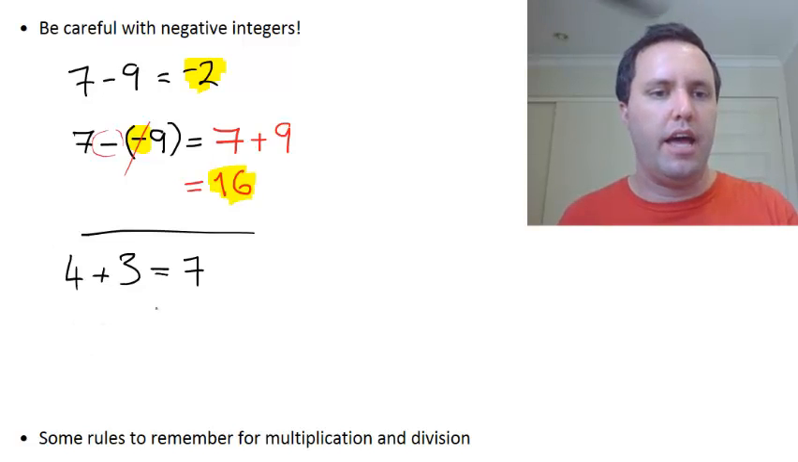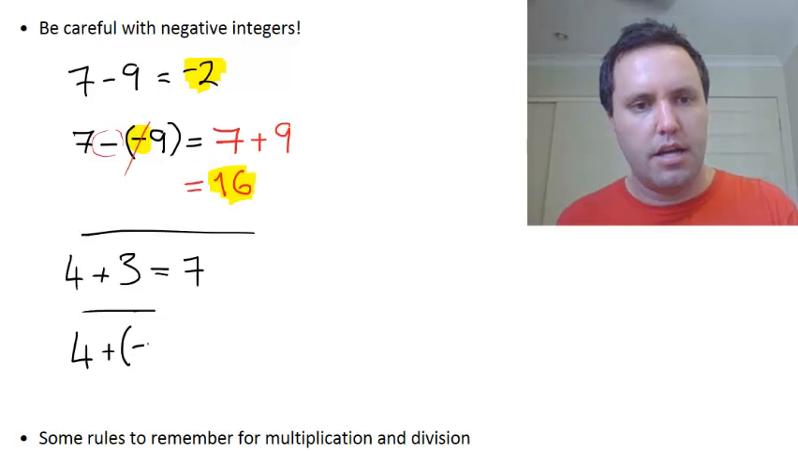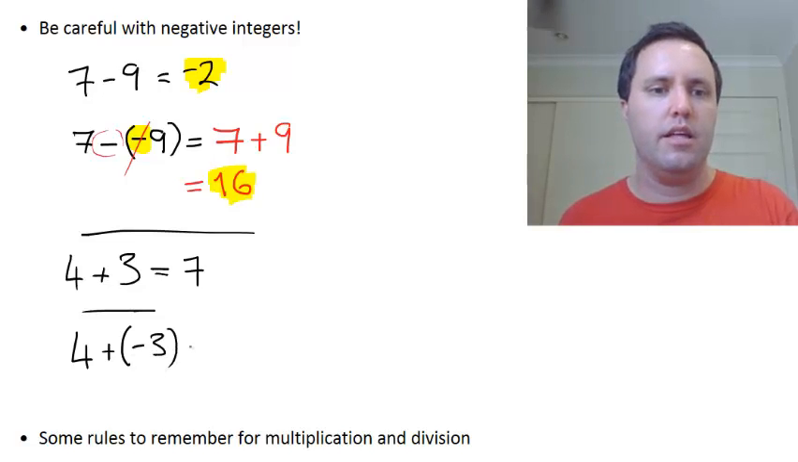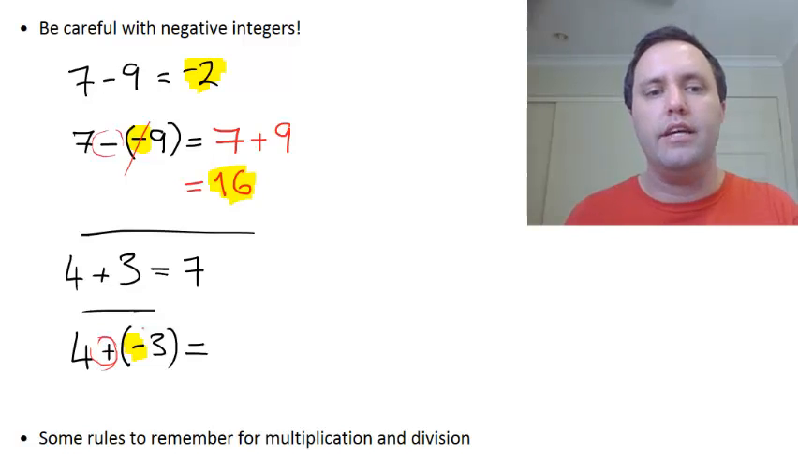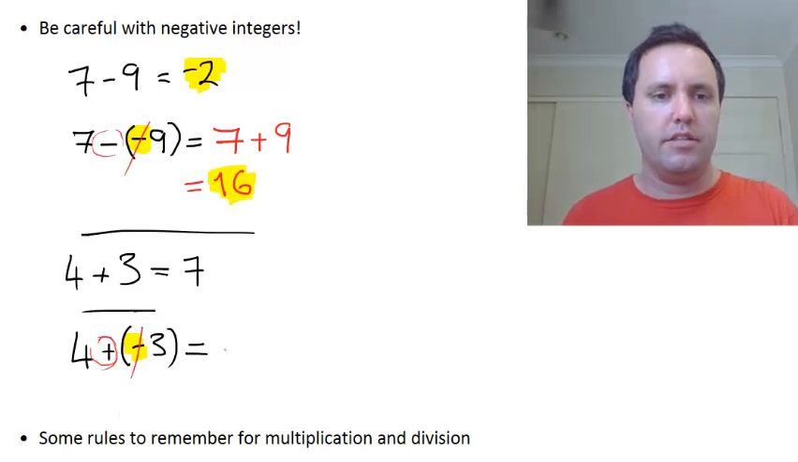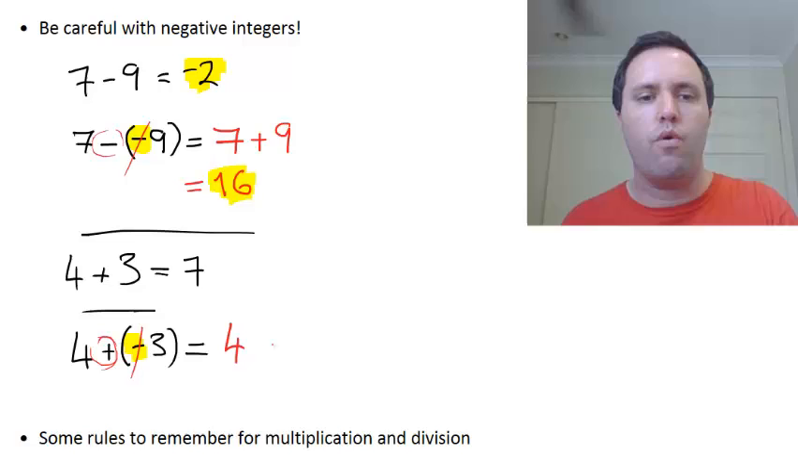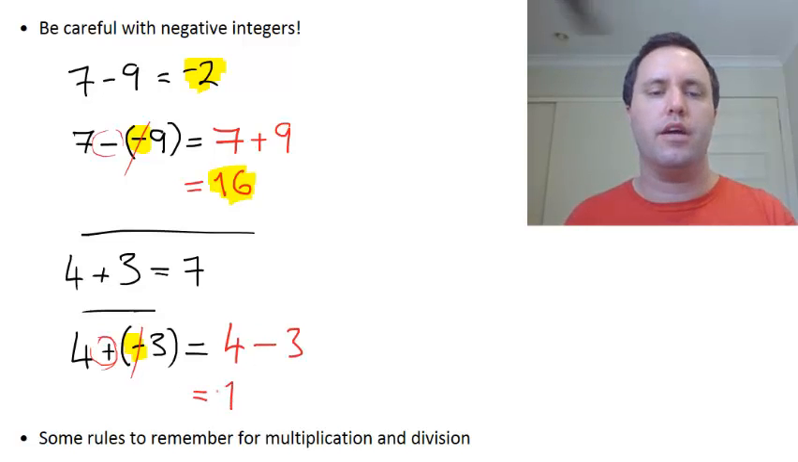But if I had 4 plus negative 3, because of the presence of this negative number, that means that this plus is going to change to a minus, and this is going to go. And so we'll rewrite it as 4 minus 3, which is 1. Okay, so you really, really need to be careful of that.